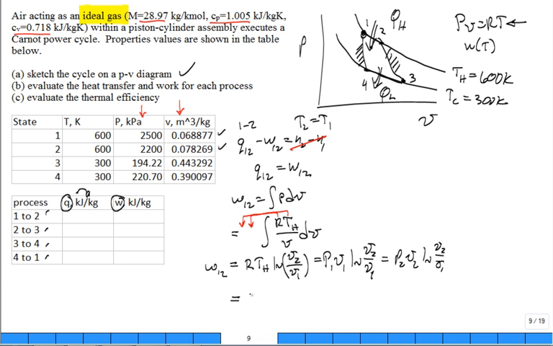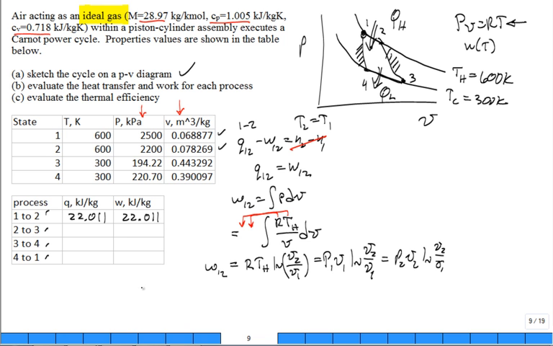And we get that the work 1 to 2, I'm just going to put it up here, is 22.011 kilojoules per kilogram. Why so many digits? Well, I don't want to have a problem with round-off error. And then guess what the Q is? 22.011. I go back to the first law.